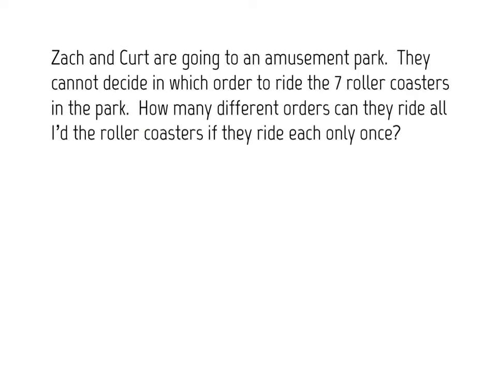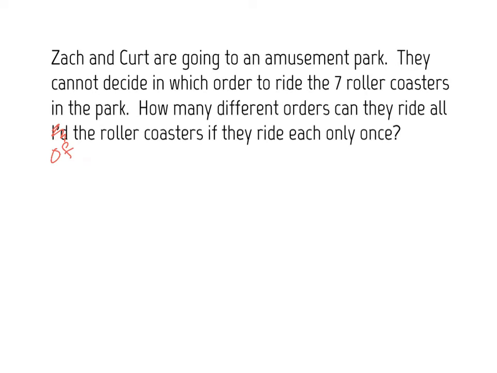So let's do a word problem that we know is kind of going to use the factorial. Zach and Kurt are going to an amusement park. They cannot decide in which order to ride the 7 roller coasters in the park. How many different orders can they ride all of the roller coasters if they ride each one only once? So there's 7 roller coasters. They're going to ride them all one time.